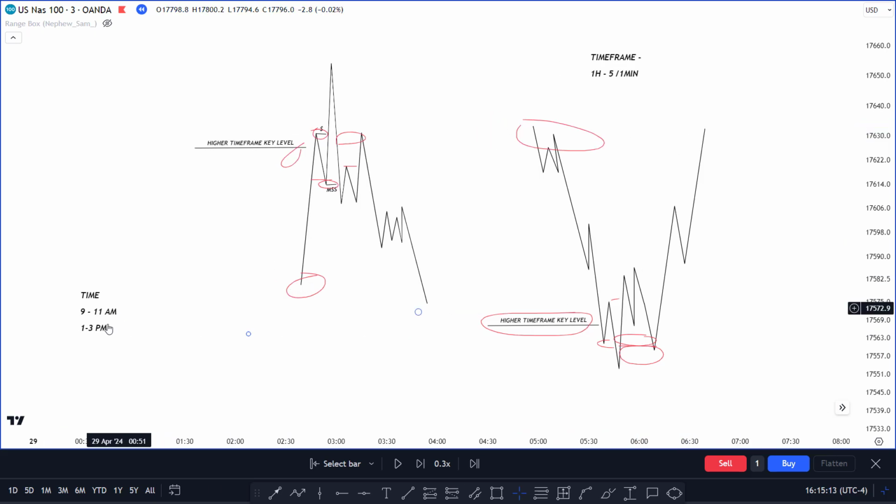The time that we are on the charts is from 9 a.m. to 11 a.m. Eastern Standard Time, or from 1 p.m. to 3 p.m. Eastern Standard Time. And now let's hop on the charts and execute this exact strategy. Now we're on the charts.